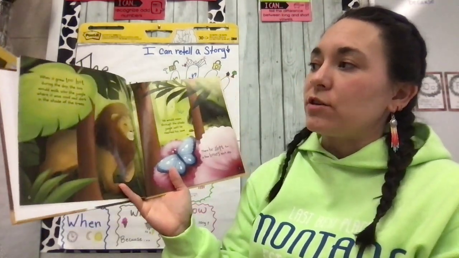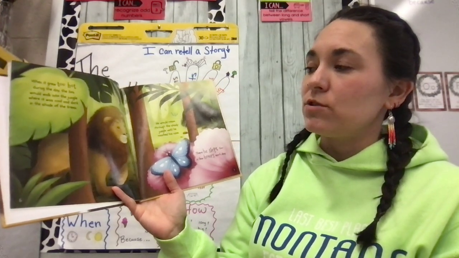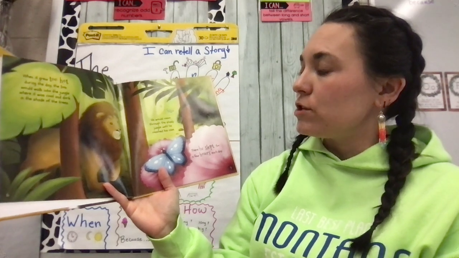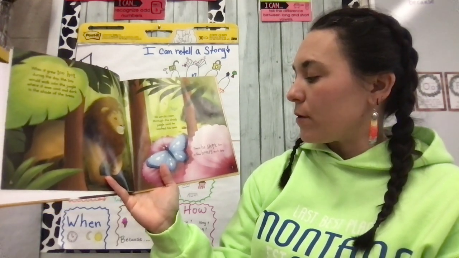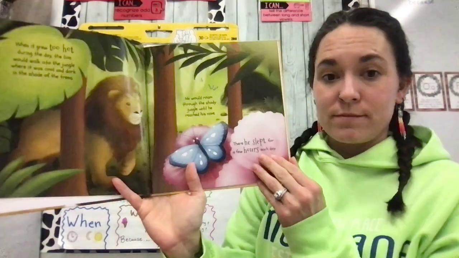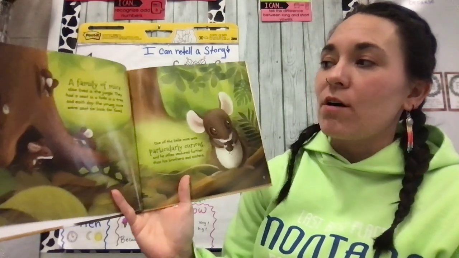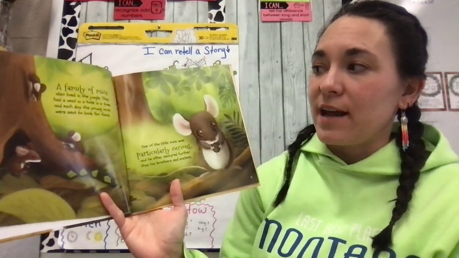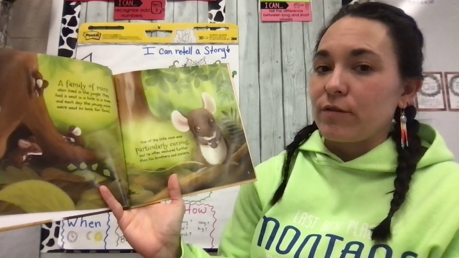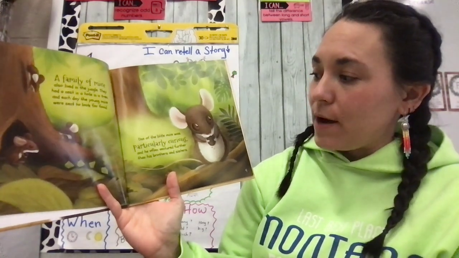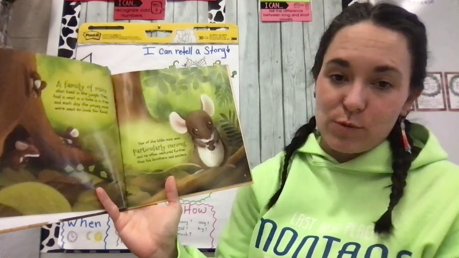When it grew too hot during the day, the lion would walk into the jungle where it was cool and dark in the shade of the trees. He would roam through the shady jungle until he reached his cave. There, he slept for a few hours each day. A family of mice also lived in the jungle. They had a nest in a hole in the tree, and each day the young mice were sent to look for food. One little mouse was particularly curious, and he often ventured farther than his brothers and sisters.